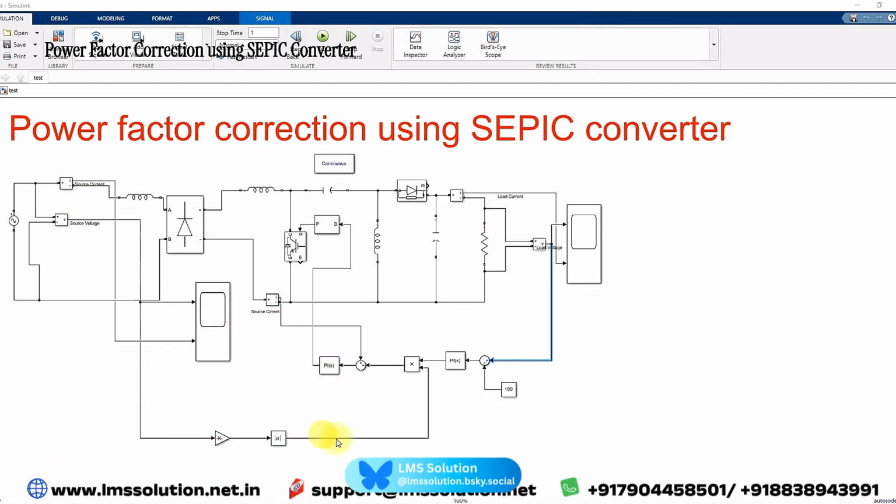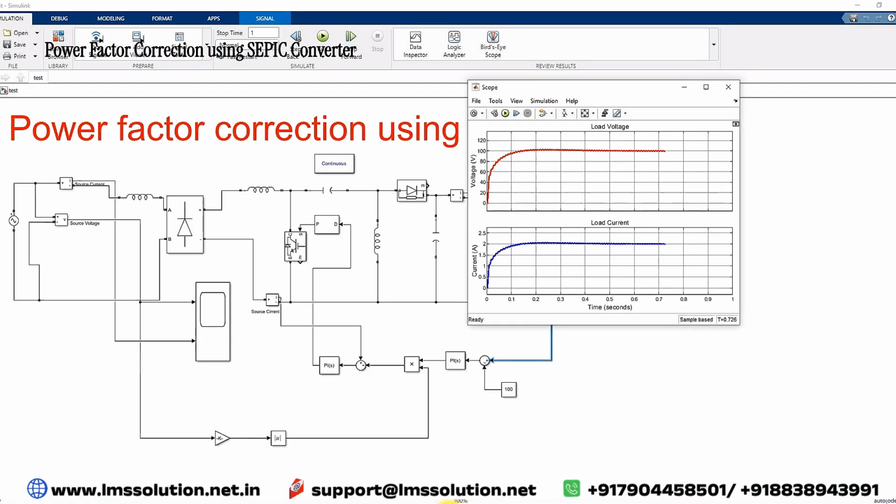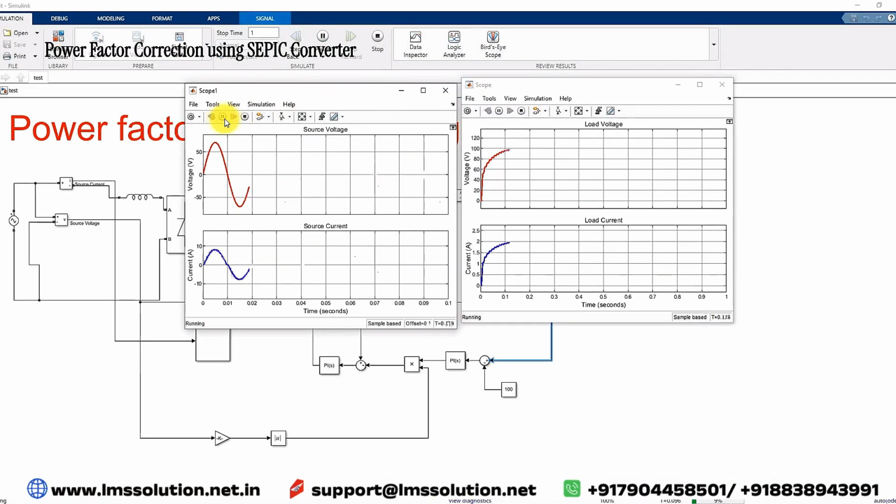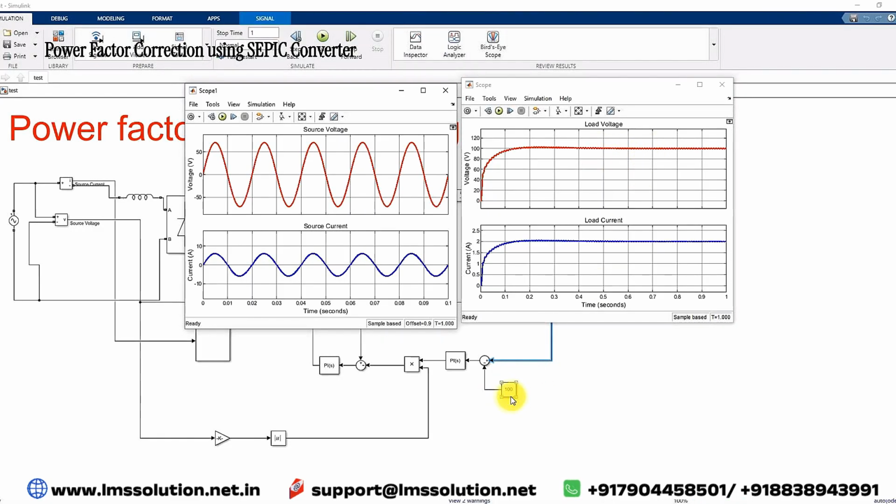Let me check the result of this system. I'm going to simulate this model. Now you can see the nature of source current. The source current goes sinusoidal, and then you can see the response of the load voltage. It is made around 100 volt, because here you can see that the reference voltage we have provided is 100. It is maintained at 100. And also you can see that the load current is maintained at around 2 amps.